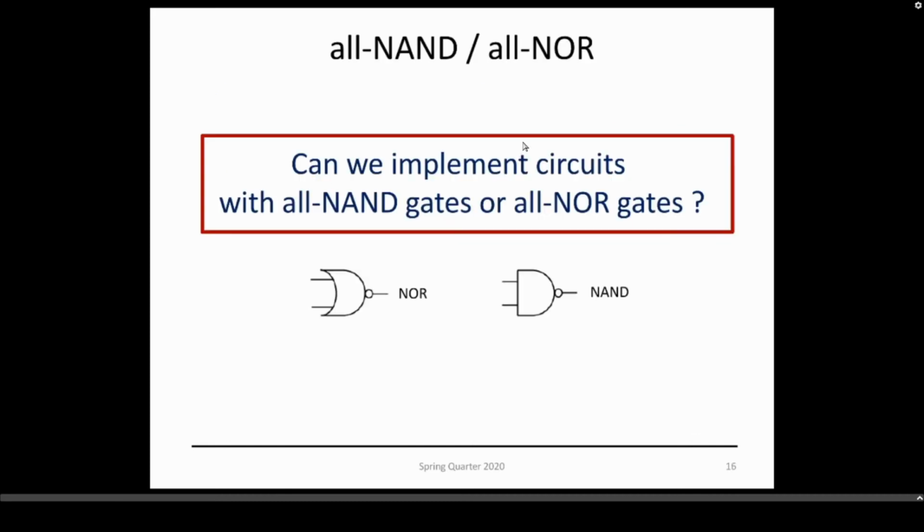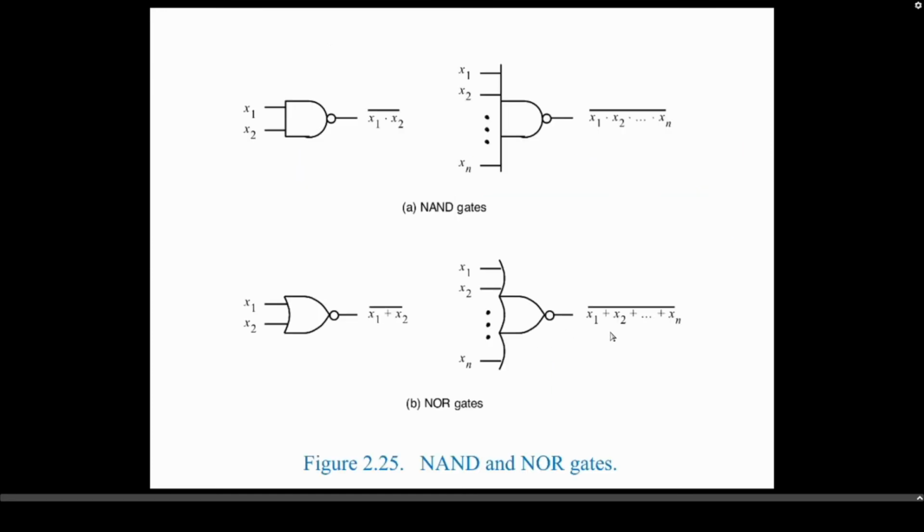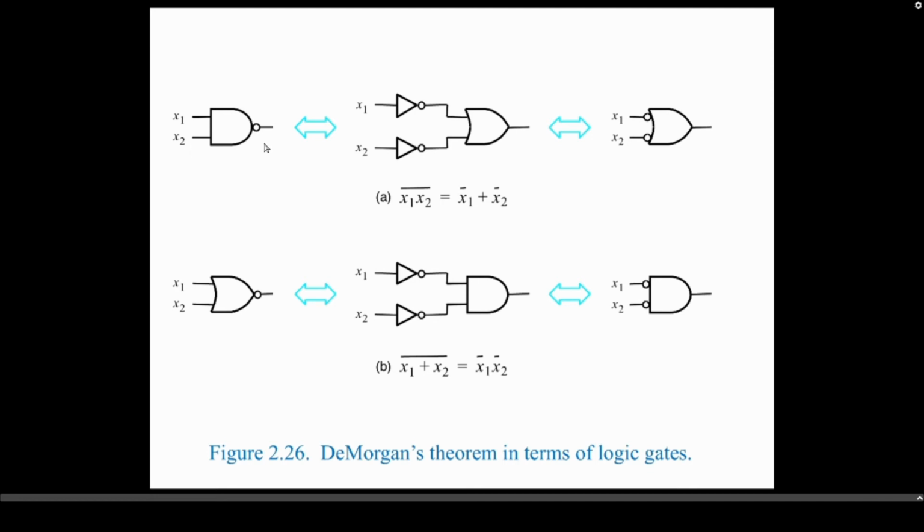So the question is, if it's cheaper to implement or fabricate NORs and NANDs, can we implement our circuits with all NANDs and all NOR gates? Well, the answer is yes, and De Morgan says that. If we recall De Morgan, we can have NAND gates with 2 inputs or N inputs, the same thing for your NORs. De Morgan has 2 theorems. Theorem 1 says that your NAND is the same thing as having an OR with the inputs negated. And the same thing applies for your ANDs. If you negate the inputs of your OR, it is exactly the same thing as having an AND.